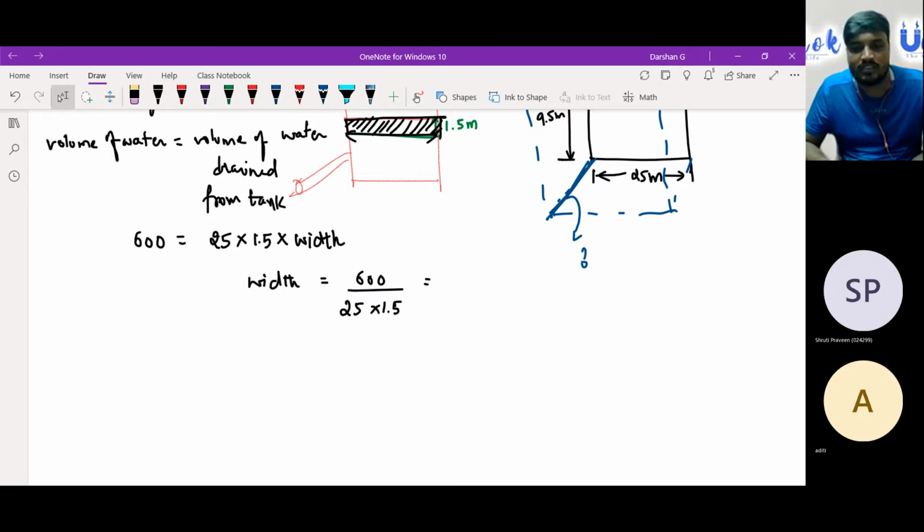Come on, do this and tell me the answer. What is the answer? Let me see who will tell this first. 600 divided by 25 into 1.5. It's an easy division. Just do it very quickly and tell me the answer.